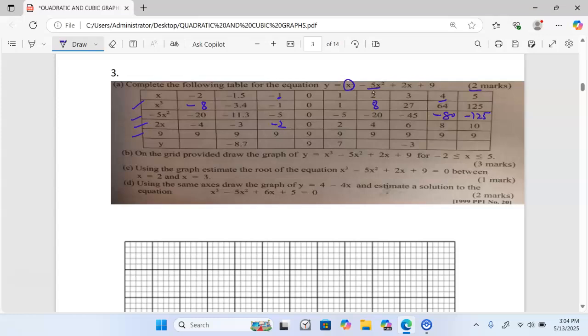From there now we can compute the values of y. We add from these points coming downwards. If you take -8 plus -20 plus -4 plus 9, you get -23. Then we have -1 plus -5 plus -2 plus 9, you get +1.